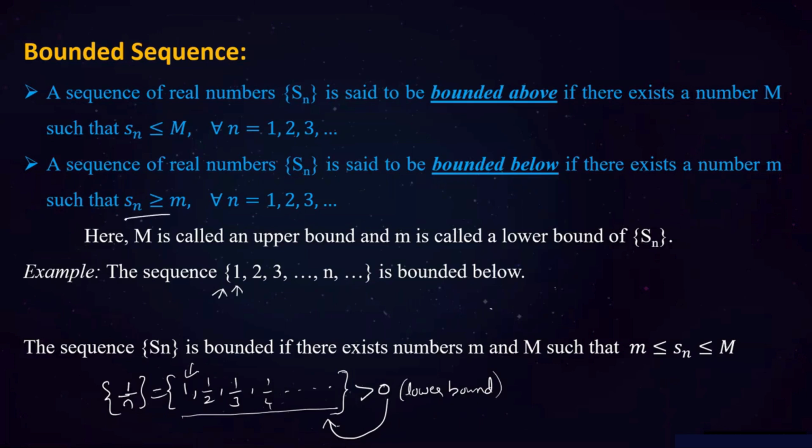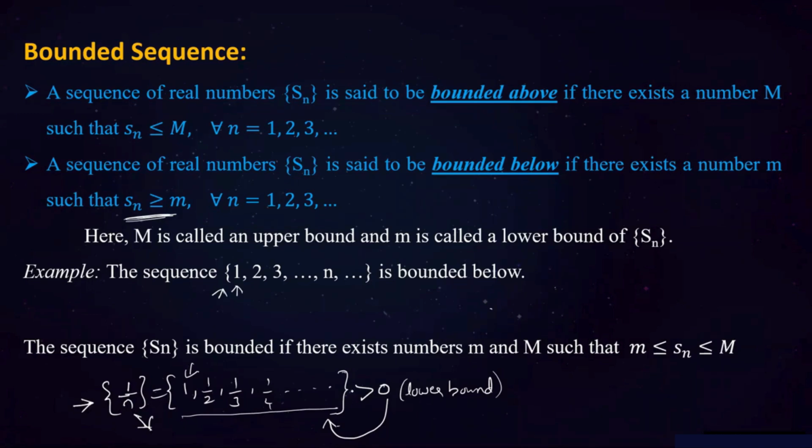This condition is now satisfied, right? I can find one number m, and that is 0 here. I can find a number 0 such that all the numbers in this sequence are greater than 0. That's how, for this sequence, 0 is what you call a lower bound. And of course, 1 is already an upper bound. Remember, 1 is the maximum value, 1 is a member of that, right? So that's how 1 is an upper bound. So understand, this sequence is both bounded above as well as bounded below.